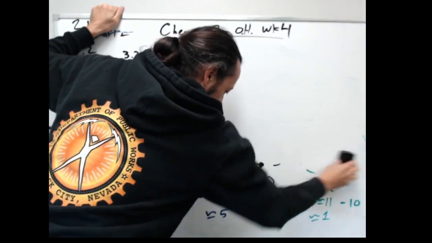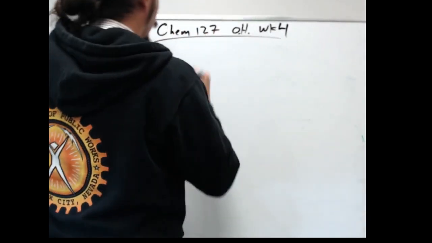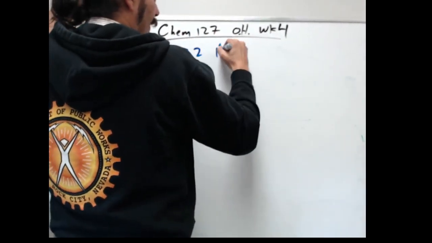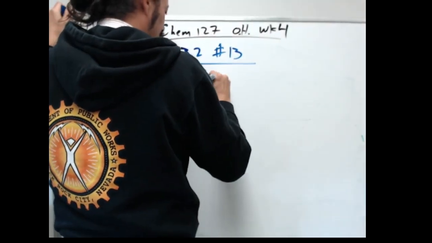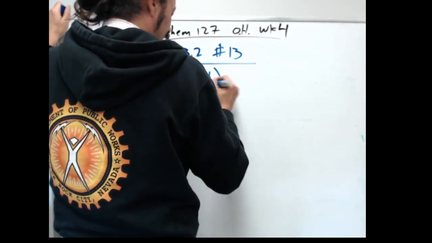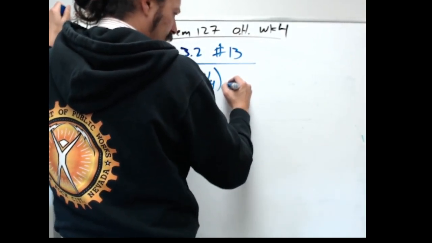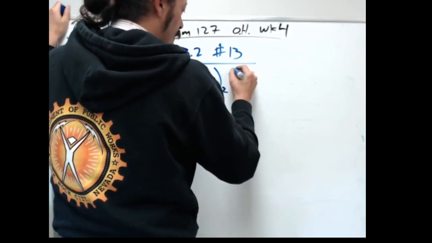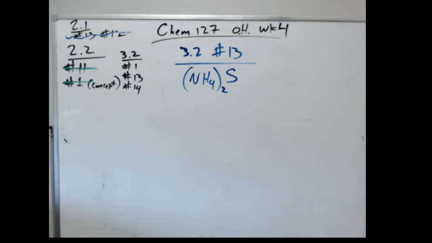Who's got number 13 handy? I do. Great. So it's named this salt, NH4 in parentheses, and 2S. Where does the 2 go? In front. Here? Yeah. Subscript. Okay. I'm going to let you all think about that for a minute.